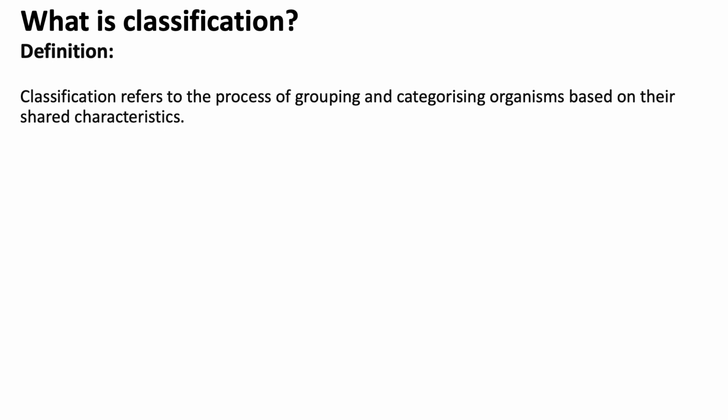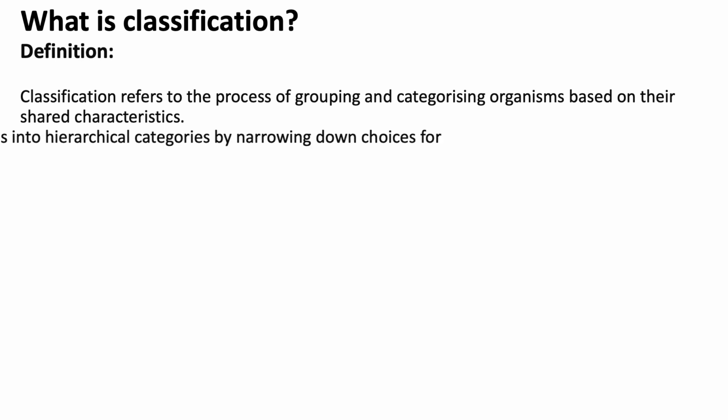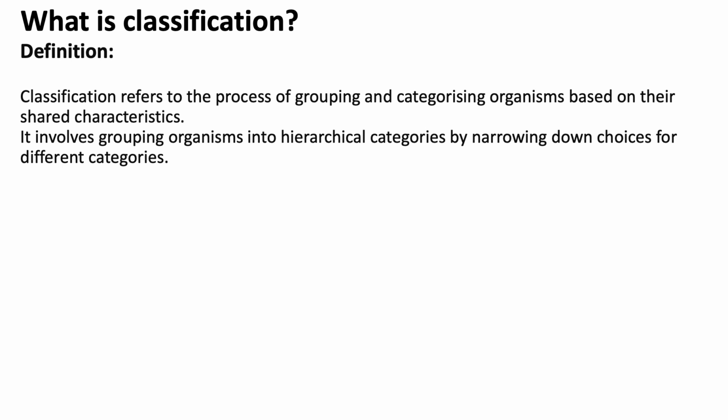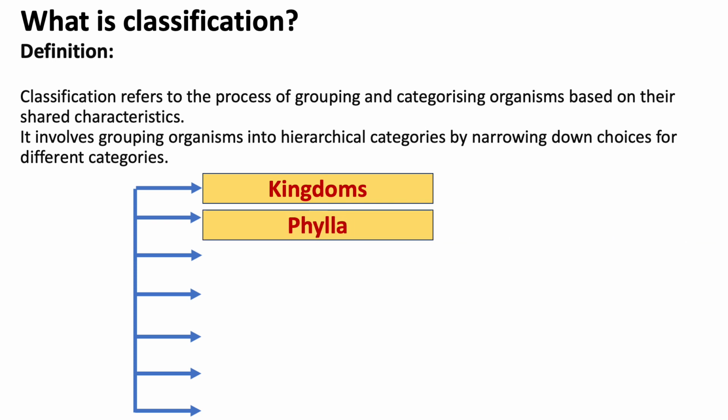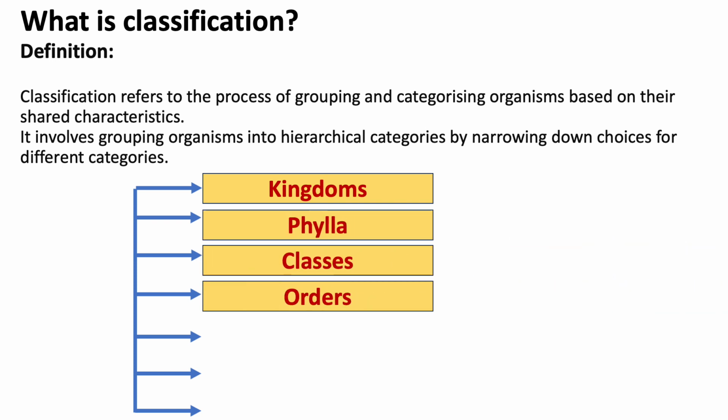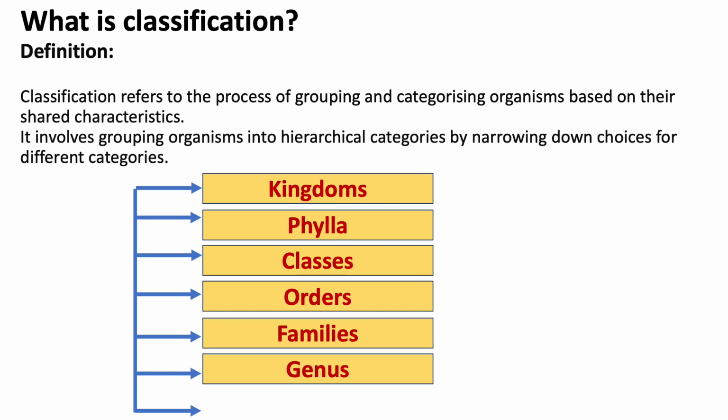What is classification? A formal definition is: classification refers to the process of grouping and categorizing organisms based on their shared characteristics. It involves grouping organisms into hierarchical categories by narrowing down choices for different categories. Different categories in classification are kingdoms, phyla, classes, orders, families, genus, and species.